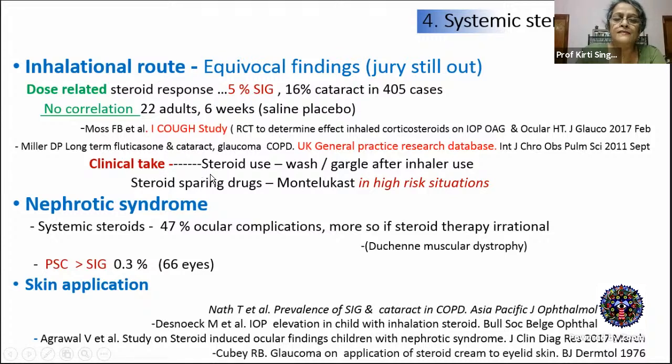So the clinical take is that whenever a child is prescribed steroids, the patient, or the parent, must be warned that the child must wash and gargle after inhaler use so that it doesn't get absorbed in the systemic circulation, and try to use Montelukast in high-risk situations where there's already steroid responsiveness.